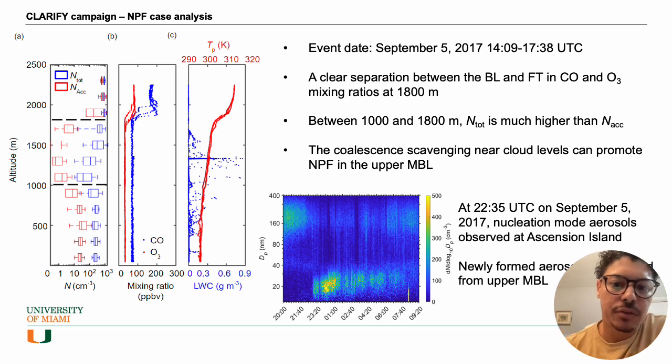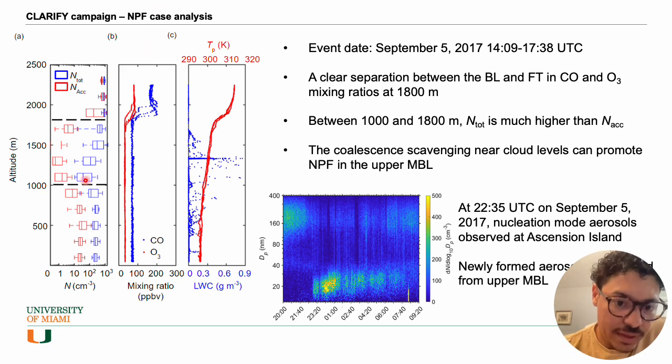Our observations of new particle formation events at Ascension Island generally agree with those found during the CLARIFY campaign. Here is the flight where we observed indication of new particle formation on September 5th, 2017, conducted around 200 kilometers southeast of Ascension Island. We see by the potential temperature, CO, and ozone profiles that there is a well-defined boundary layer structure with a boundary layer height at around 1,800 meters, with a clear separation between those two layers, demonstrating that there is limited air exchange between them.